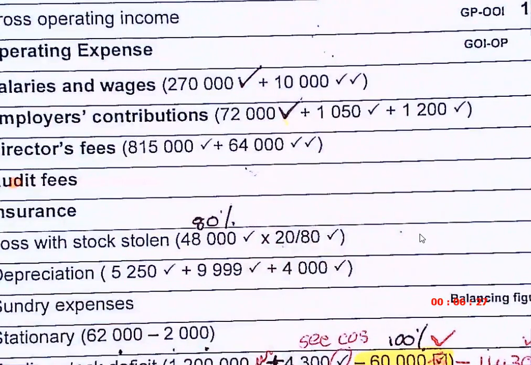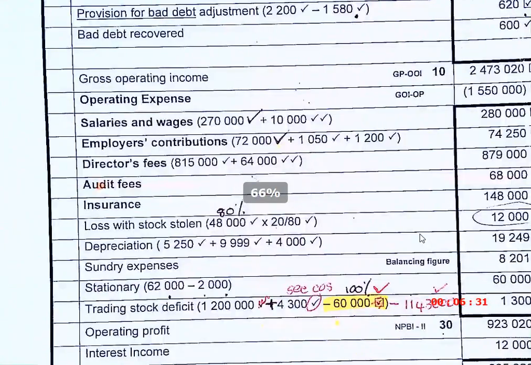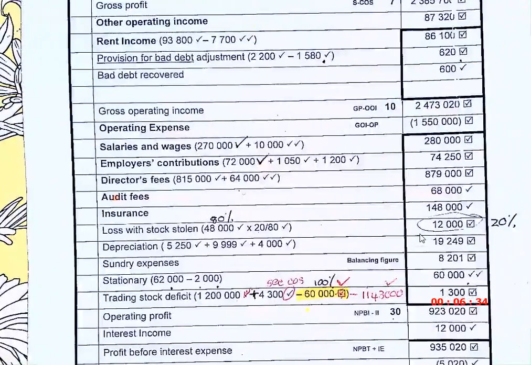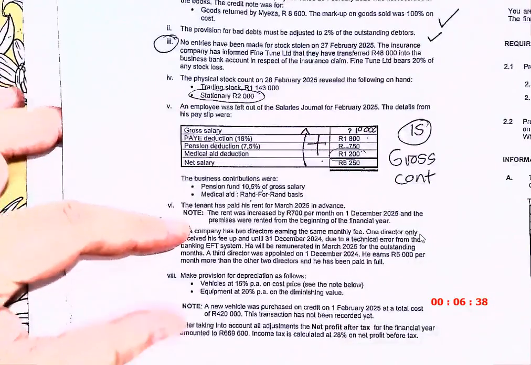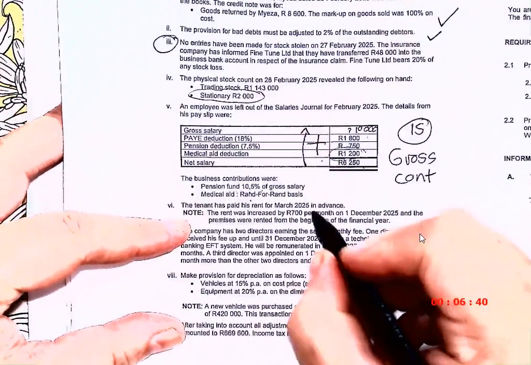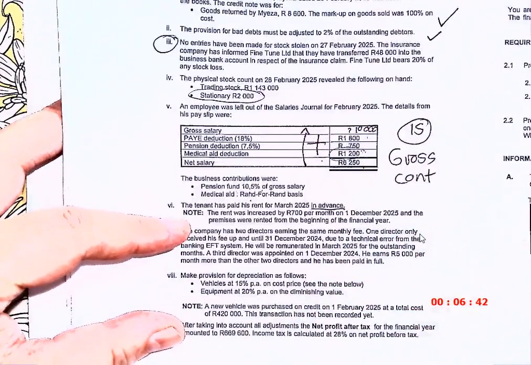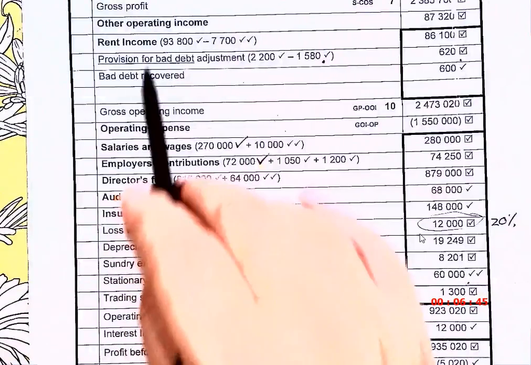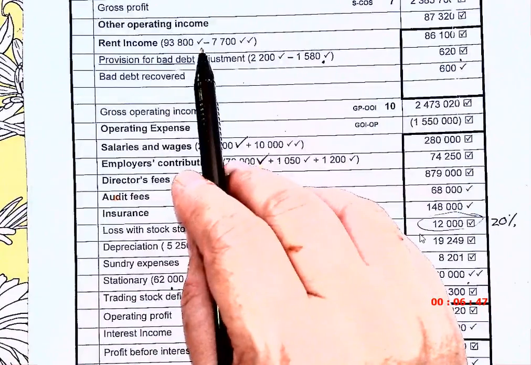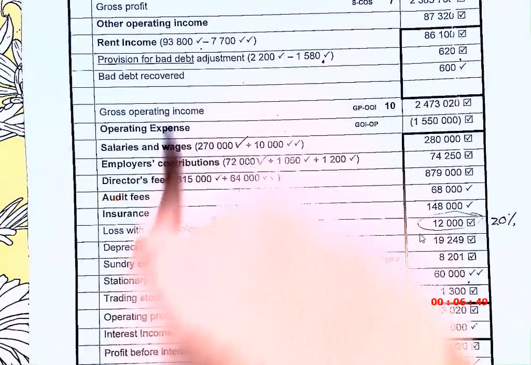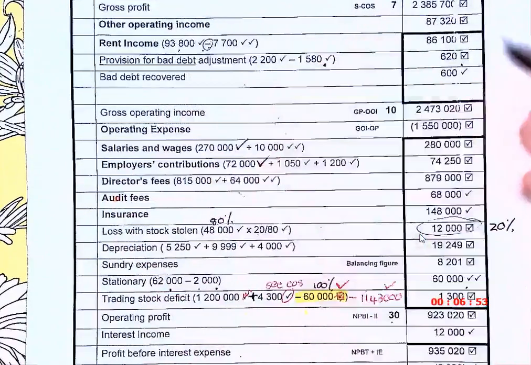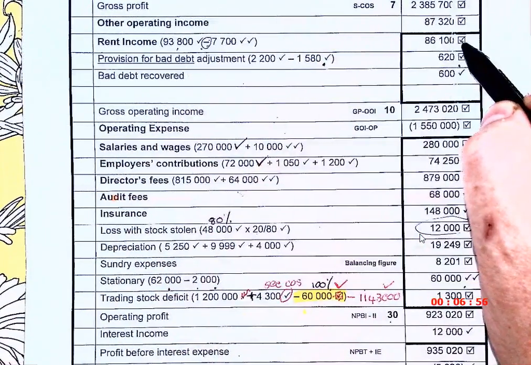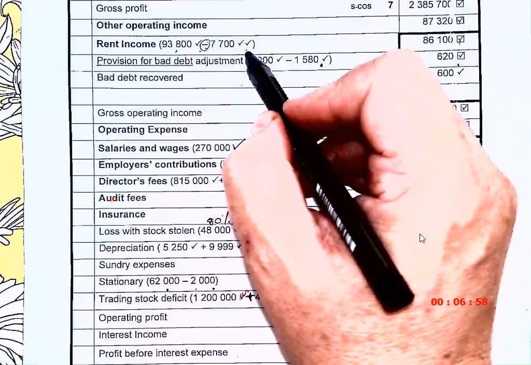You guys must get this right, because this is easy marks every time. Let's go. Director's fees. Is that the next one? No. The tenant has paid his rent for March in advance. So already you have to know your rent income is going to be a minus. So already if you transferred the trial balance and you minused, you get the bagel. Okay? Now let's go to the calculation.